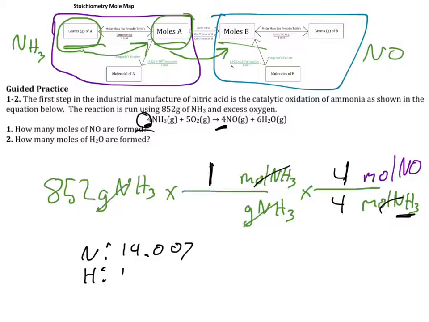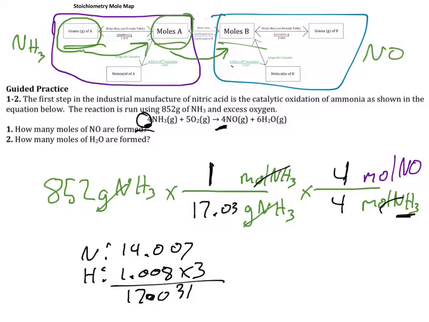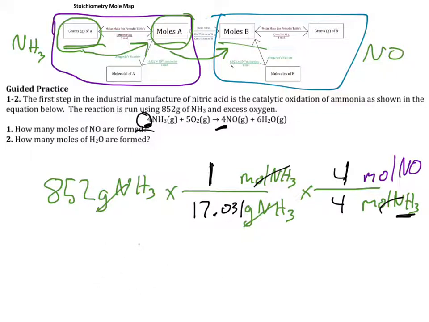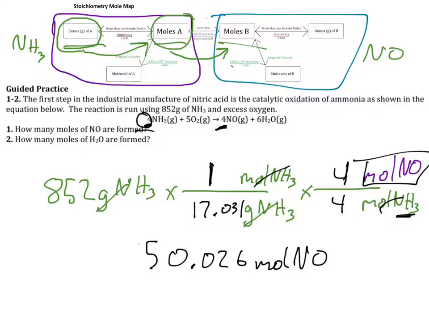14.007, hydrogen is 1.008, but we multiplied this by 3, and then we add it all together, and we end up getting 17.031 when you do that. So the molar mass here is 17.031. Now all you do is you type this in your calculator. And when you do that, you end up getting 50.026 moles of NO, because we're left with moles of NO.